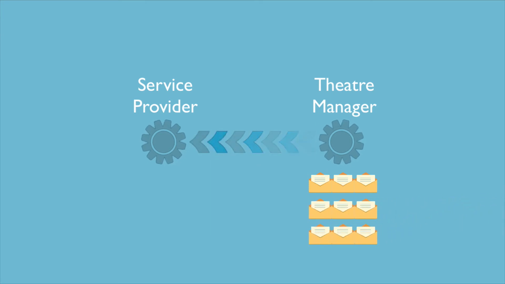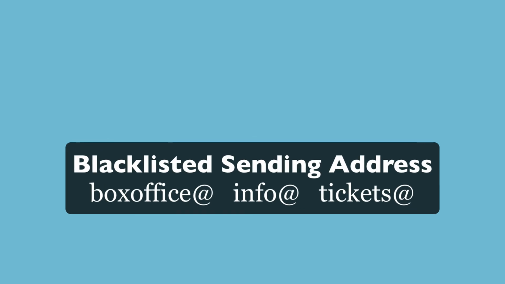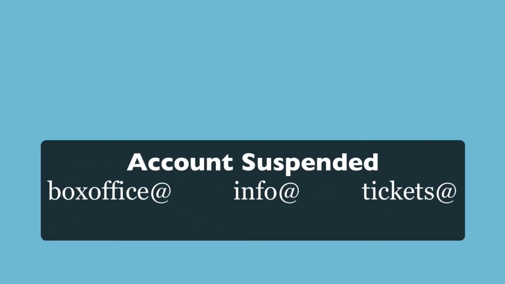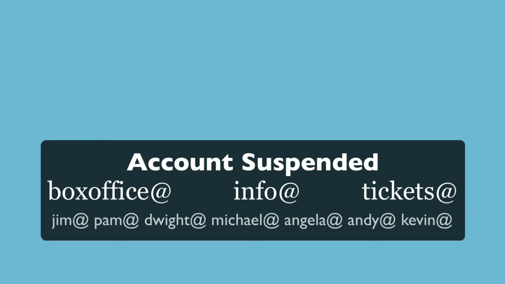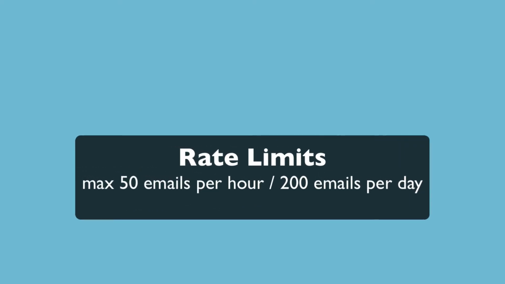So what happens at that point? Well, we typically see the sending address being blacklisted. In other words, the box office at, info at, or tickets at address stops working. Or the entire account gets suspended, which not only means the box office, info, or tickets address stops working, but also every email address listed in the account. Or outgoing emails stop sending due to rate limits.